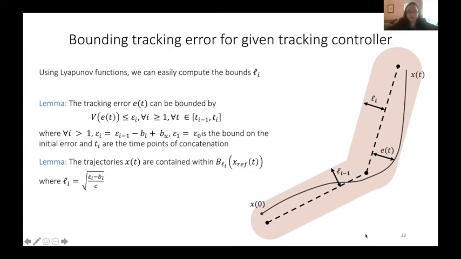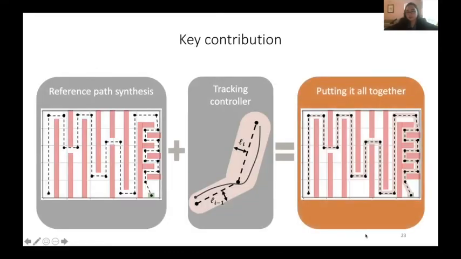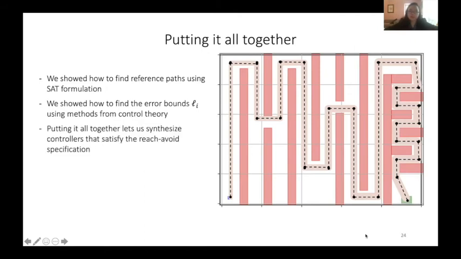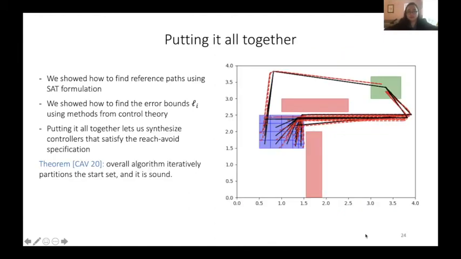So because of this, bringing it back to how we can find the bounds on the error, we know that the trajectories are contained within Li of the reference path, where Li can be computed using the size of our Lyapunov sublevel sets. So finally, we can put it all together. We showed how we can find the reference paths using SAT formulation. We showed how we can find the error bounds Li using methods from control theory, and putting it all together lets us synthesize controllers that satisfy our reach-avoid specification.